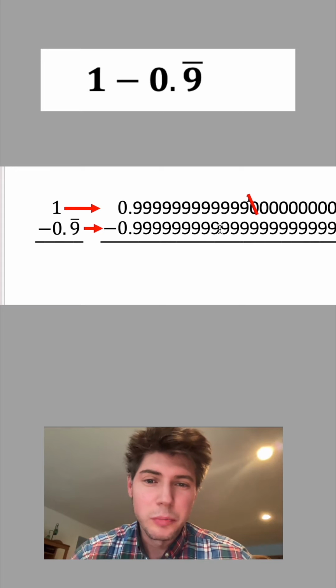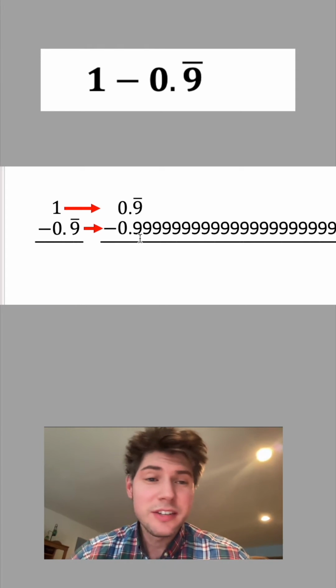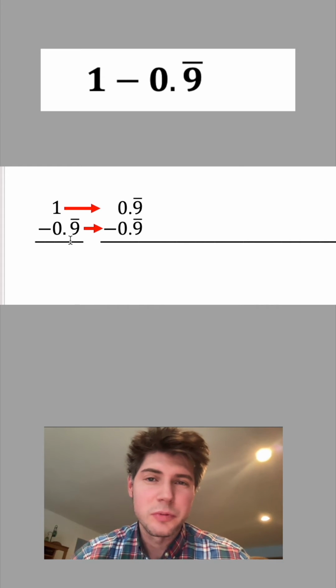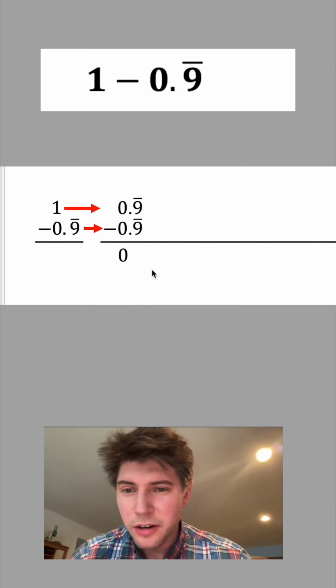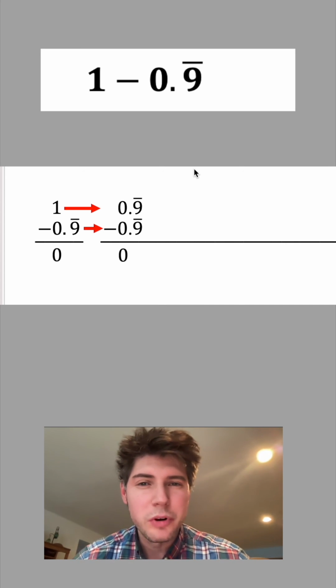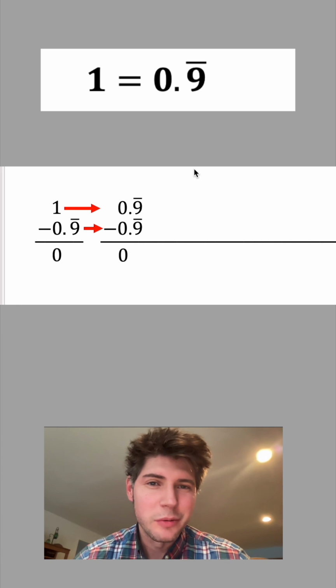So I'll rewrite this whole process as 0.9 bar. So this set of nines already going on forever came from 0.9 bar. So I'm going to switch it back. Subtract these, we get 0. And since these are literally the same thing, this is also 0. So 1 minus 0.9 repeating is 0, or in other words, 1 equals 0.9 repeating. That's it.